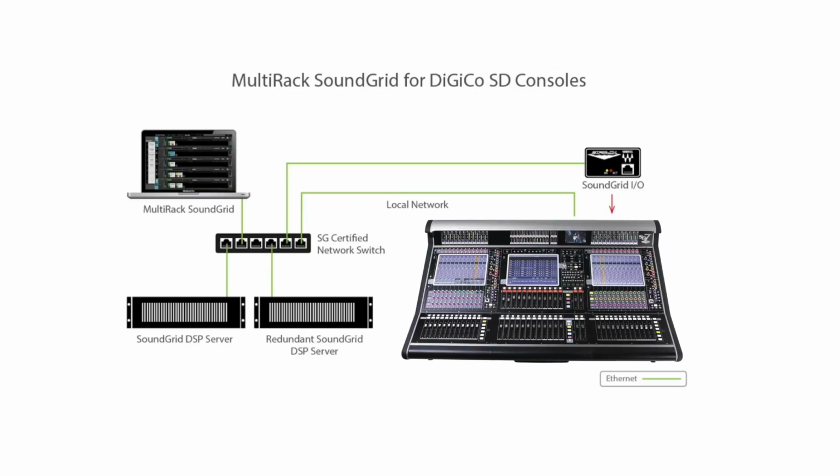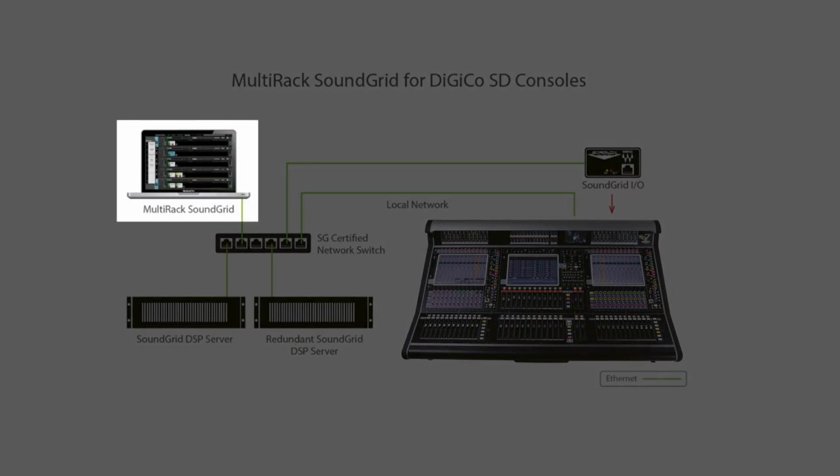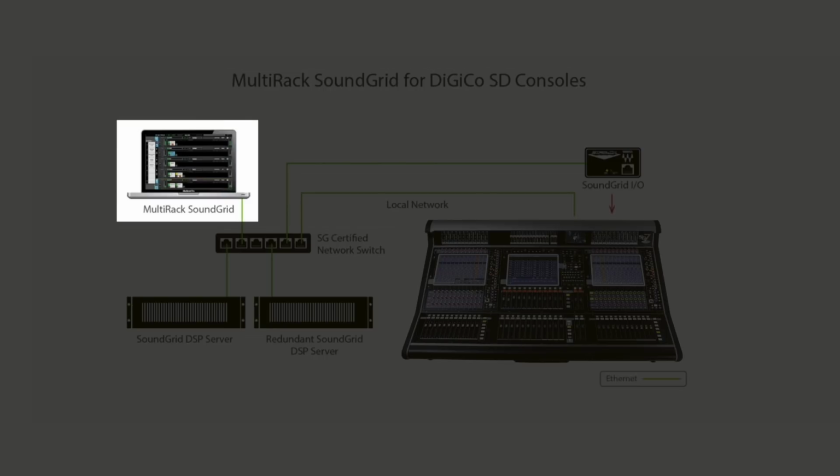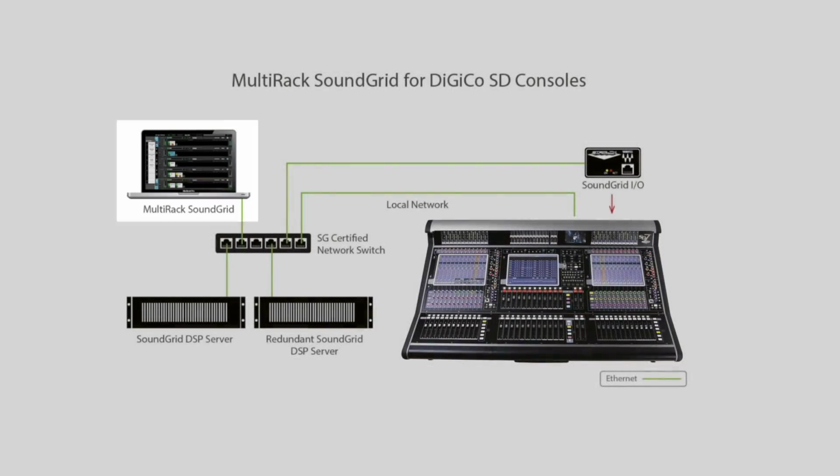Connect the host computer, the DiGiCo console, and servers to the 1 gigabit Ethernet switch. Connect the console's 100 megabit Ethernet port to the switch as well. Power up all the devices. Let's install and activate the Waves software. MultiRack SoundGrid software, Waves plugins, and licenses are installed and activated on the host computer, not the console's computer.